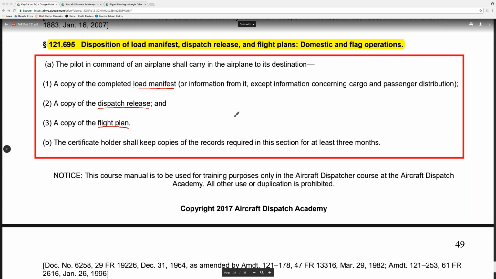Why not weather? It's attached. Right. Very good. It's attached to the dispatch release. Okay. Load manifest. What is the load manifest? Cargo, like the cargo, people on board, the fuel, right? Yep. Passenger distribution and where the cargo's placed isn't a concern, right? Basically, they just need. Have you seen a load manifest? I'm sure there's a couple of you that have probably seen a load manifest.